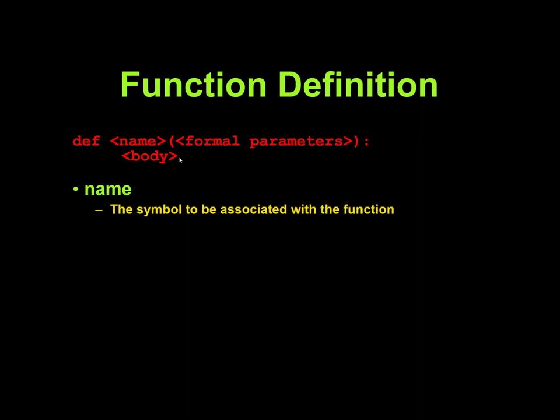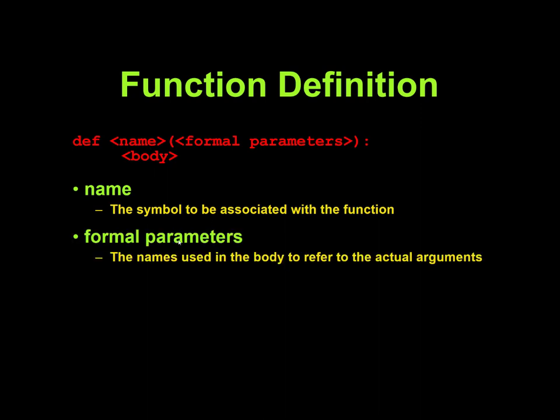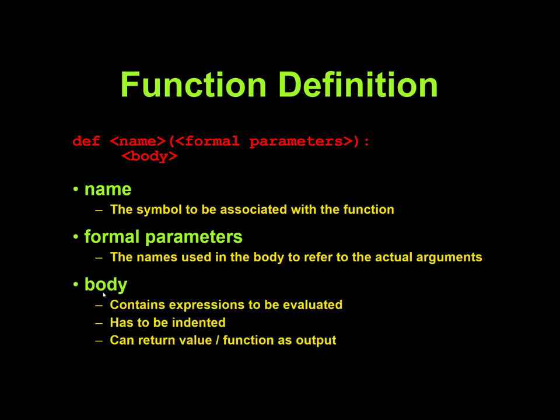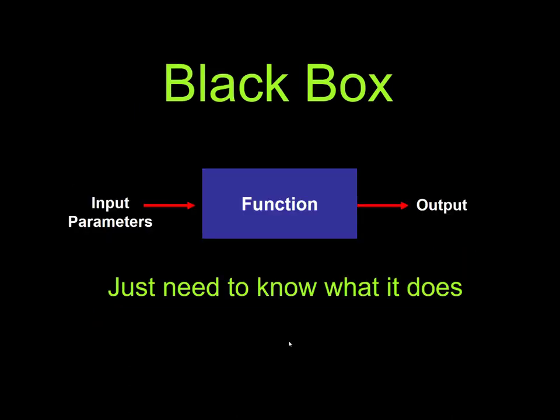So the name is the name of the function. To repeat, this name should be chosen appropriately so that your program is readable. Formal parameters are the values and possibly functions also that we want to pass into the function for computation. Body contains expressions to be evaluated, and again, the body has to be indented and it can return a value or function as output. So here is the look of a function that takes in input parameters and gives an output.